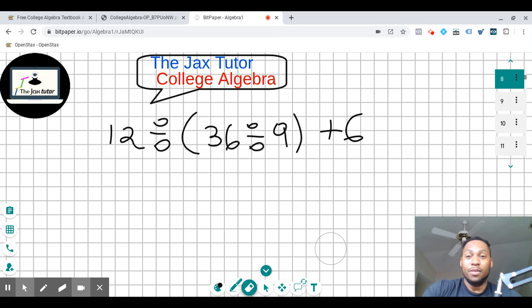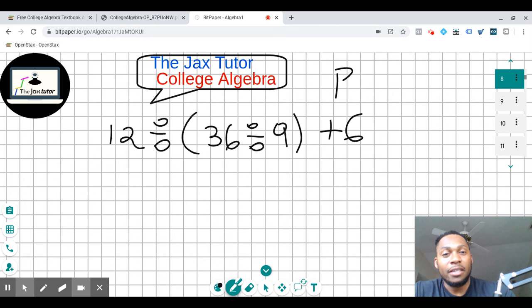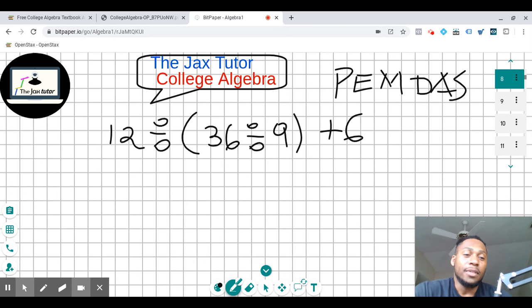Today, we're still evaluating expressions using that little mnemonic that we all know, PEMDAS. So, we have 12 divided by, inside of parentheses, 36 divided by 9 plus 6.